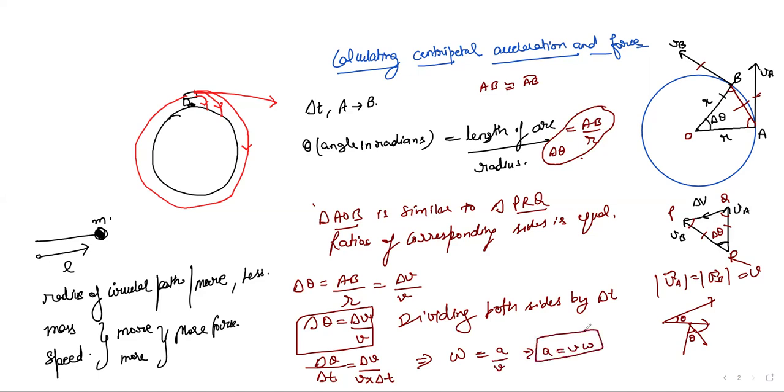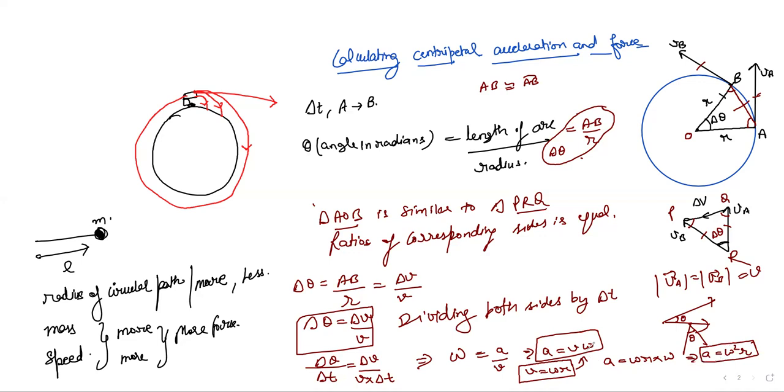Further, we have derived the relation that V is equal to omega R. If you remember, we have derived this relation, the linear speed and angular speed relation. So if we substitute this value here, we will get A is equal to omega R into omega. We will get A is equal to omega square R. Fine. So this is one expression for the centripetal acceleration.